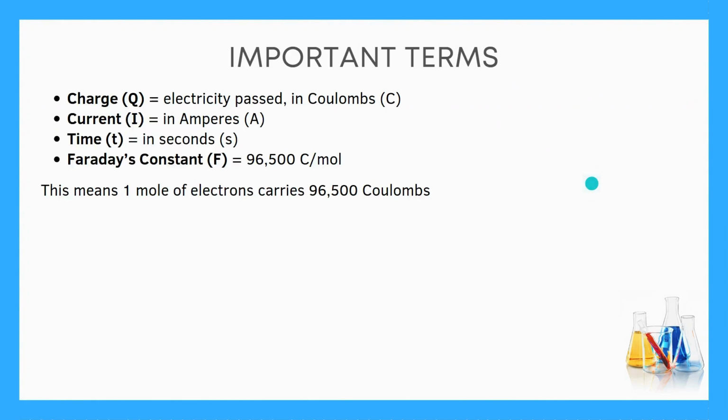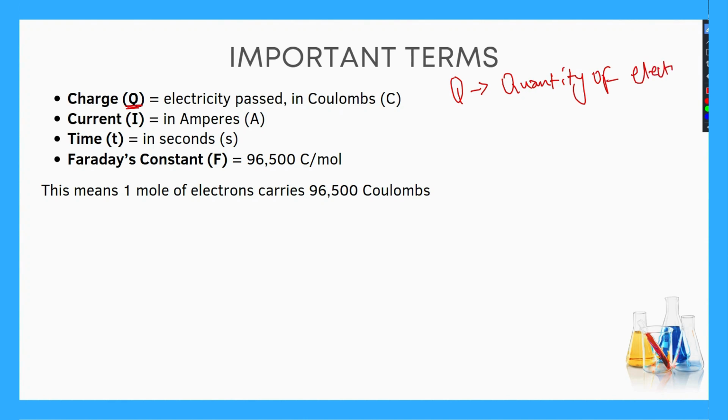Now that we've talked about what the two laws entail, let's talk about some important terminologies you need to familiarize yourself with, so that you can get the hang of what we want to talk about in today's video. The first term is charge. In electrolysis, we denote charge with the letter Q, because Q stands for the quantity of electricity used. It is known as the electricity passed in coulombs, and the unit for coulombs is the capital letter C.